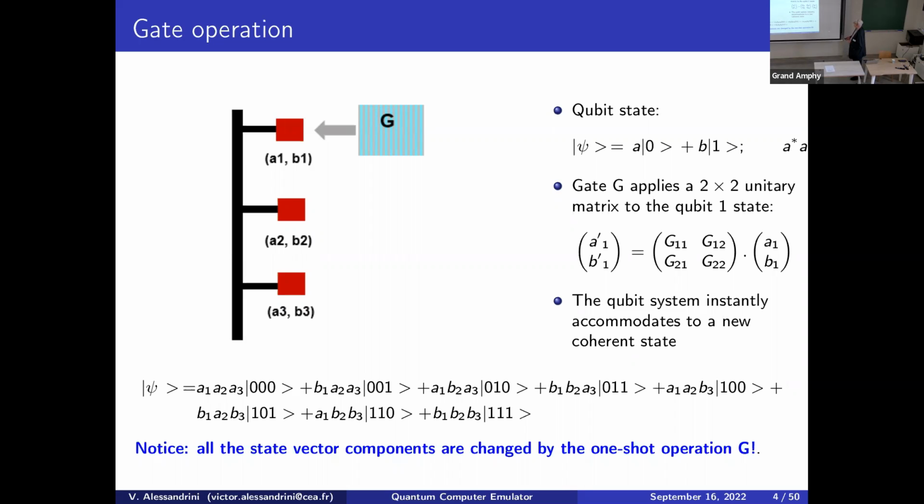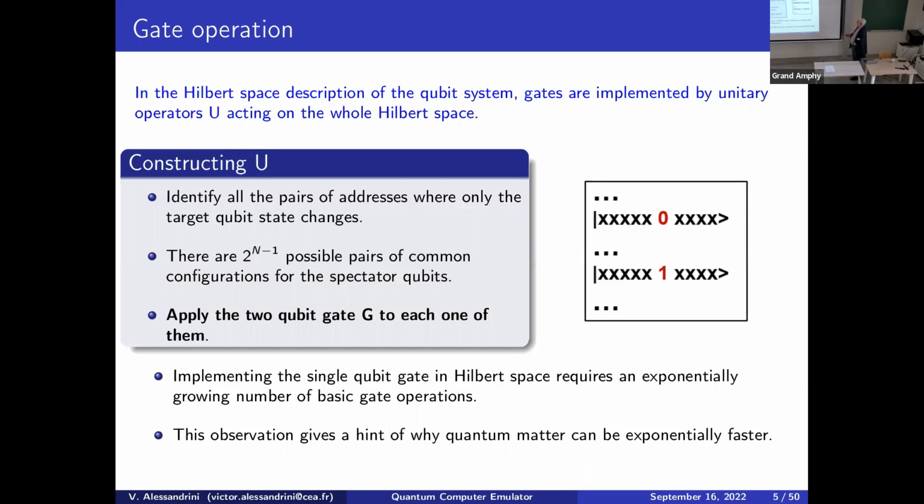So the way to construct the matrix every time one needs it is to look at the binary representation of each one of the basis states, then identify the 2 states of the qubit that you are touching, and get all the pairs of addresses where the spectator qubits are the same. And you have to do that for all the possible configurations of the spectator qubits. So your initial operation, which was one application of the 2 by 2 matrix, boils down now to 2 to the n-1 operations on the state vector. This is the simplest argument I have to show the exponential blow up of degrees of freedom in quantum mechanics.